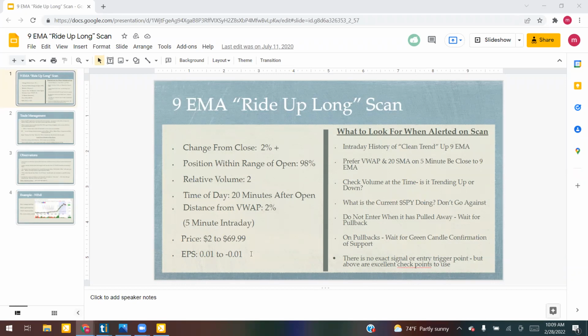So what are we looking for when an alert scans? We want to see a history of a clean trend up the 9 EMA. And we'll go through some examples. We don't want to see stocks that are bouncing above the 9, below the 9, above the 9, below the line.